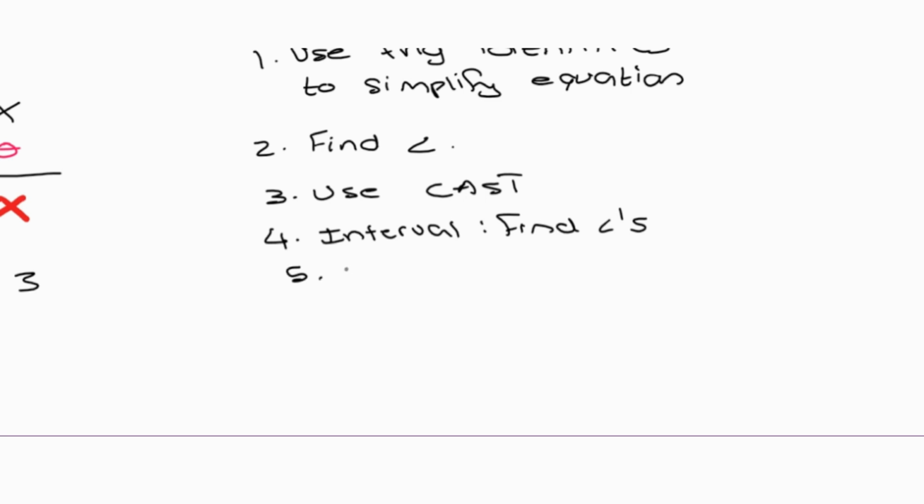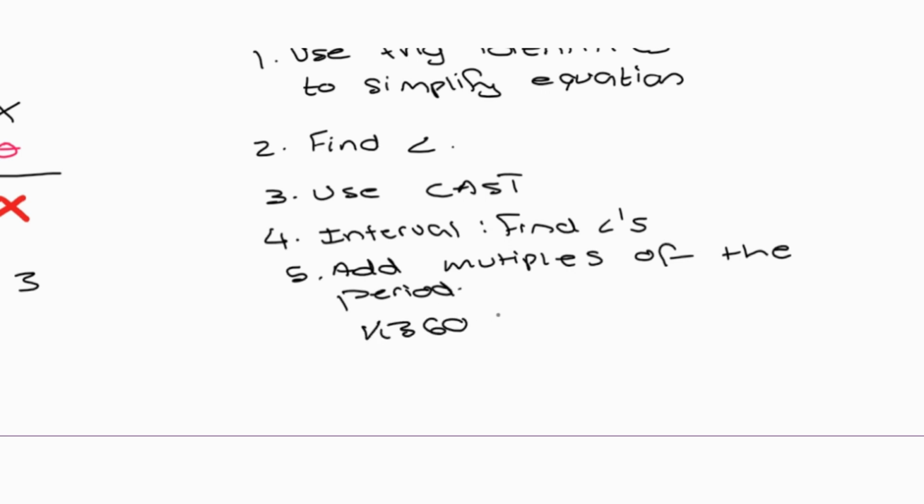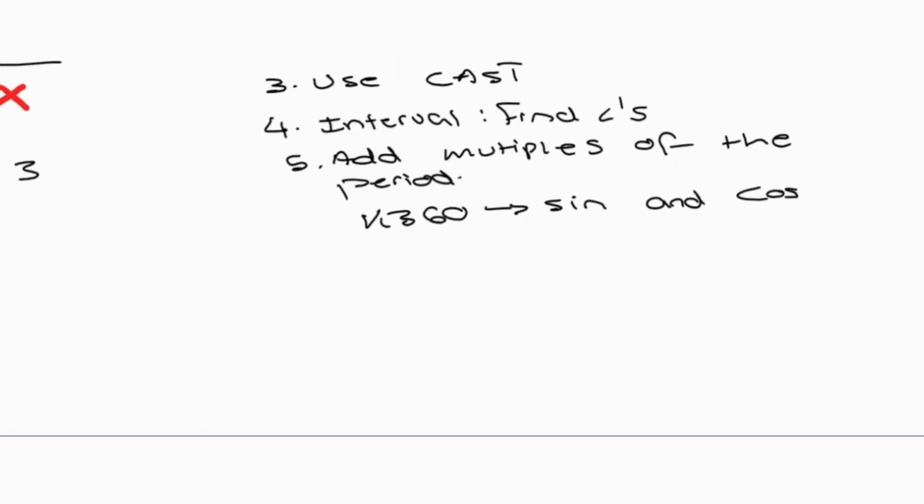And lastly, you need to add multiples of the period. So what do I mean by this? I mean that if I say K360, it's K360 for sine and cos. Why? Because if you think of our sine and cos graphs, the period of a sine and cos graph is 360, meaning they repeat every 360 degrees. But when I'm dealing with my tan graph, I'm going to say 180. Why am I saying 180? That's because the period of your tan graph from trig functions is 180 degrees.